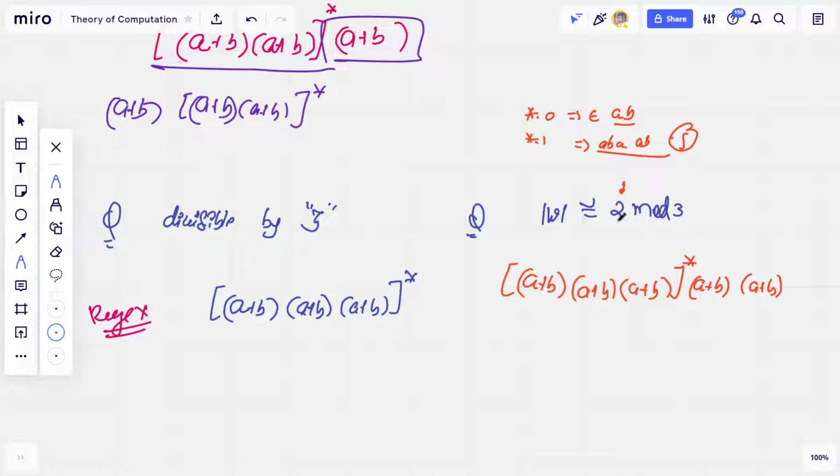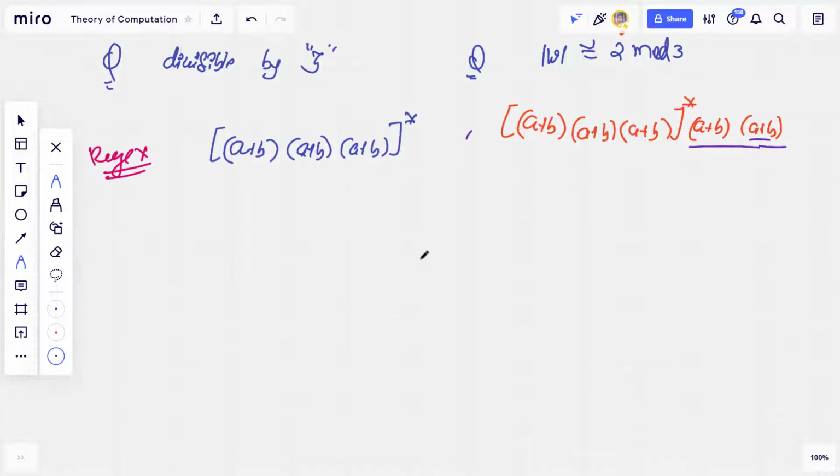Similarly, you can write it for congruent 1 mod 3 also, if you just need to write one time A plus B. Moreover, it's not necessary to put A or B in the same way I put it. You can put this A here, or put them in any order you want. One might be here or both might be here. The idea is they both need to be present because they both were making the remainder 2.